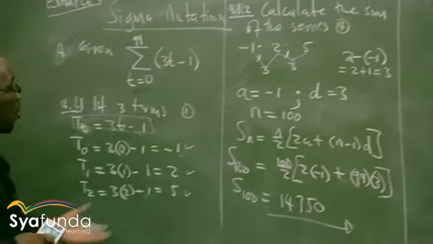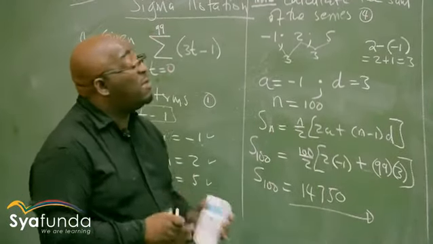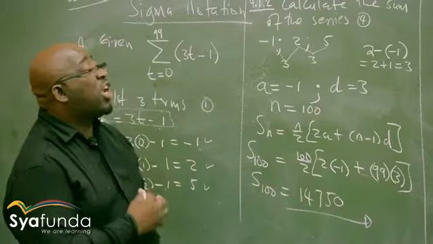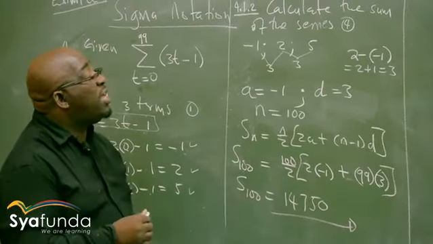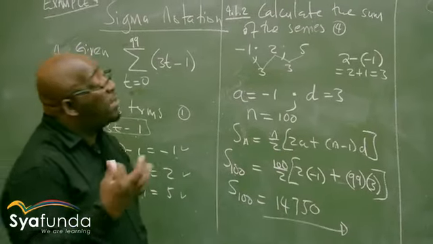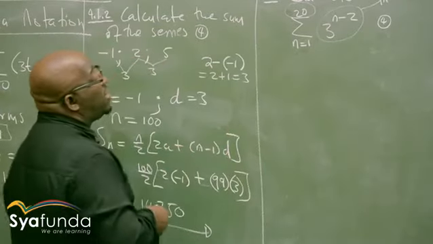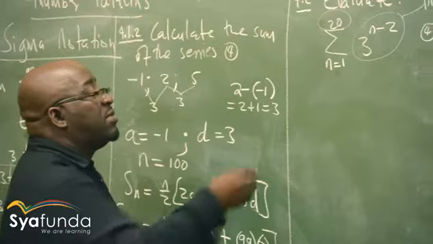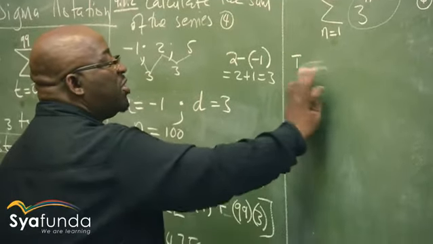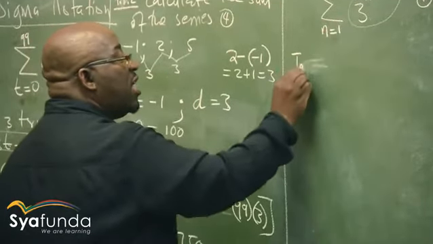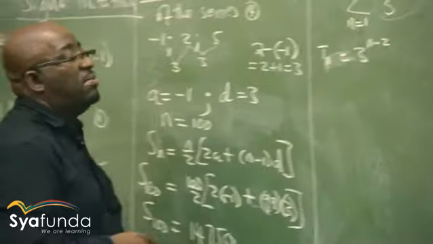In other words, we want to find the sum of the first 20 terms in that particular one. Now, let's just check it. Let's find the first 3 terms and check whether it is an arithmetic or geometric. But from experience, we should know that this will be a GP, a geometric progression. Let's look at the first 3 terms. T1 will be equals to, let me start by writing the general term. Tn is equals to 3 to the power n minus 2. This is the general term.